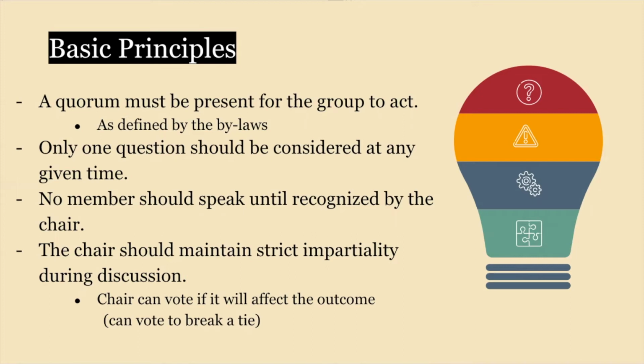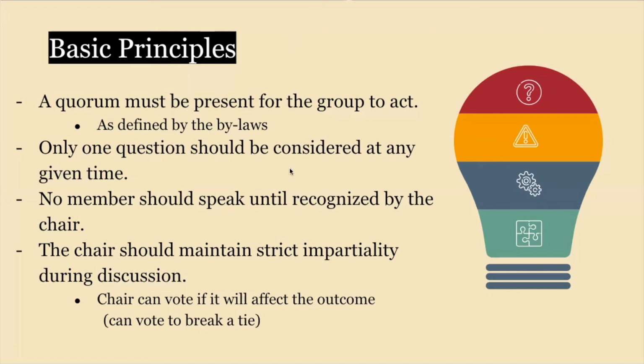And then the chair should maintain strict impartiality during discussion. This is because the chair is supposed to be facilitating and running the meetings. So if Senator Allen were to go and be like, yeah, Senator Banks, I agree with you. Yeah, Senator Johnson, I don't agree with that. Like, no, like in the middle of people talking during a discussion, that wouldn't be orderly. That's unprofessional, and it's just not right.